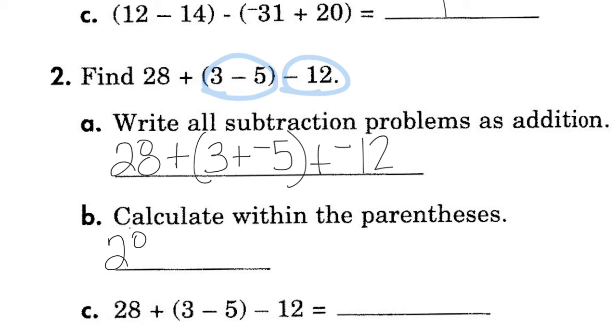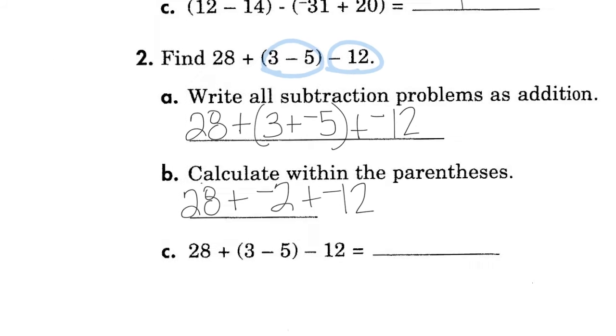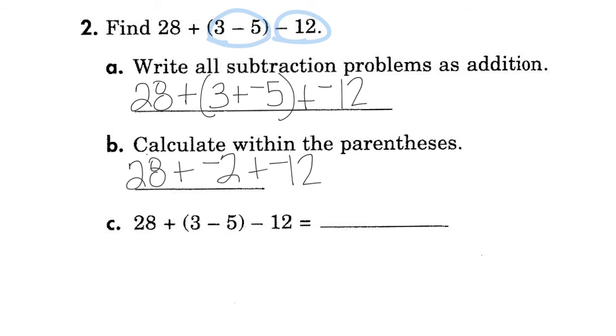So my 28 stays the same, plus, what is 3 plus negative 5? Well, my answer is negative 2 plus negative 12. So on this last part, when I go through and do 28 plus parenthesis 3 minus 5 parenthesis minus 12, it is saying the same thing as 28 plus negative 2, which is 26. 26 plus negative 12, my final answer is 14. Make sure you have that copied down before going on to the next page. You can pause the video before going on.